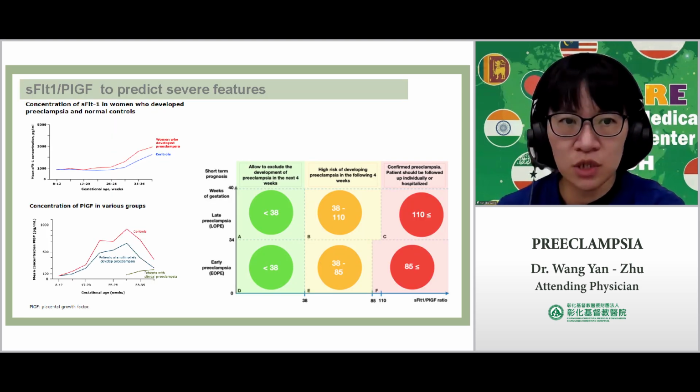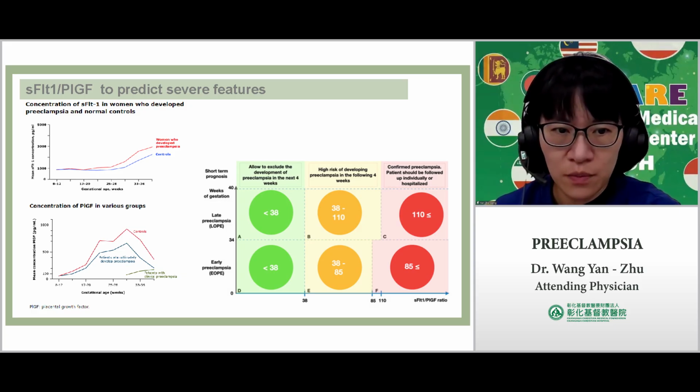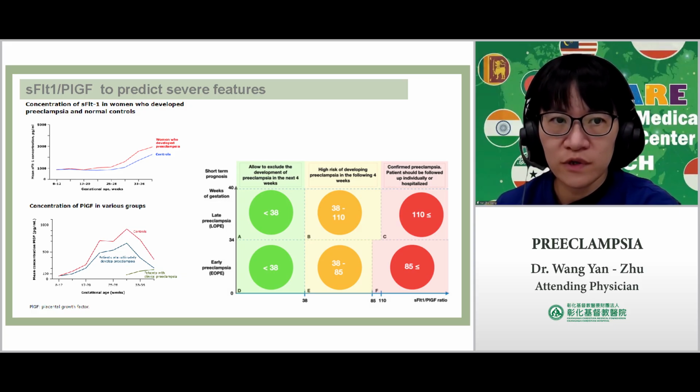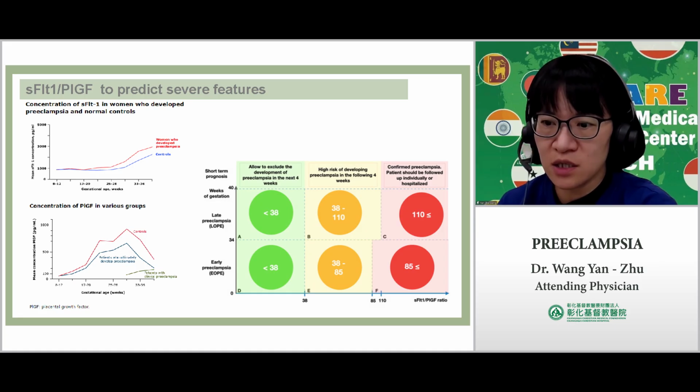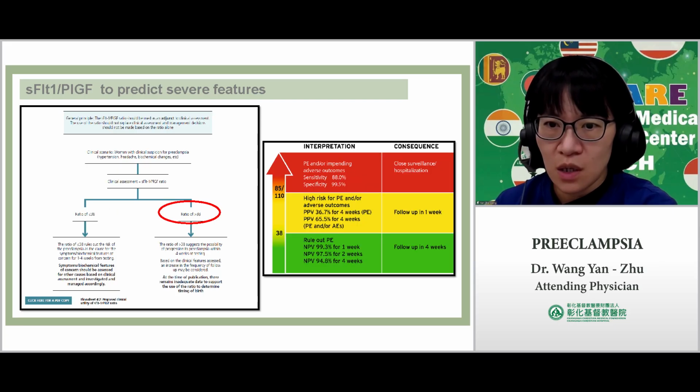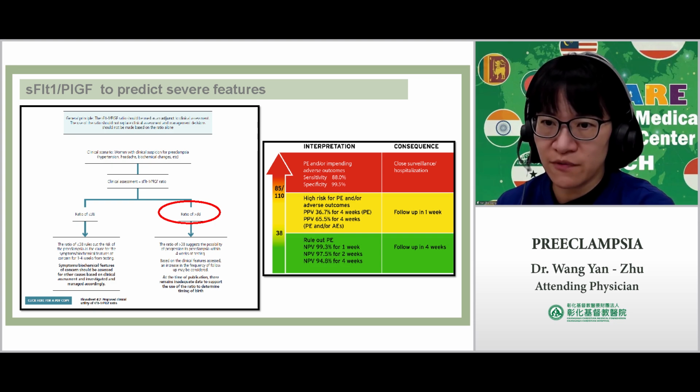So here I want to suggest you list novel biomarkers. The sFlt-1 versus PlGF ratio is used here to predict the severe feature. As we said before, sFlt-1 is a harmful biomarker, and PlGF is a protecting factor. So if the sFlt-1 is higher, then we can assume that the body is more toxic now. If it's higher than 110, then we can predict that women can develop a severe feature within 2 weeks.